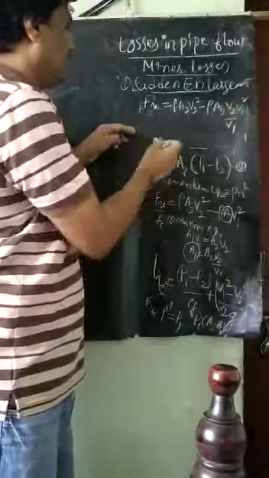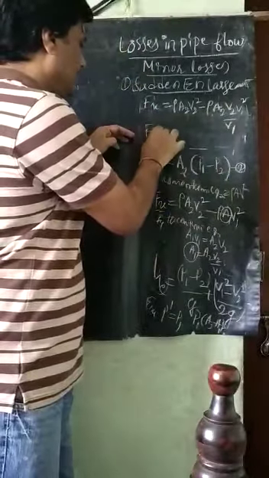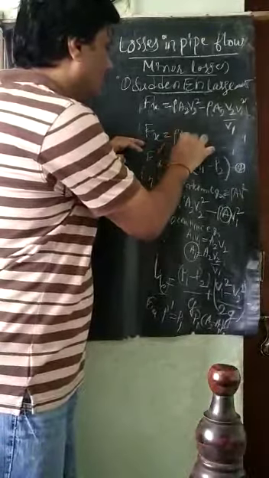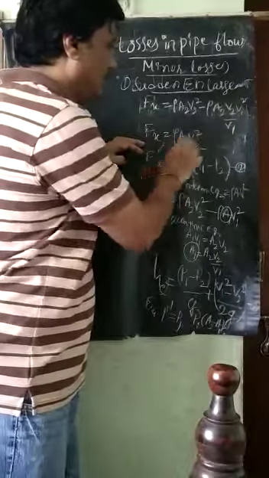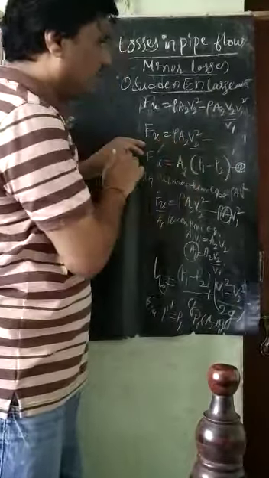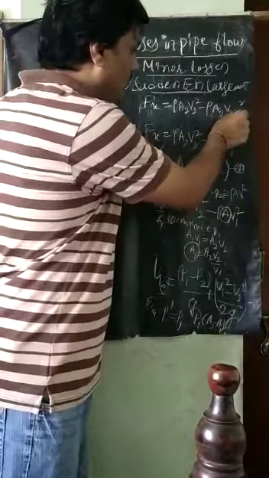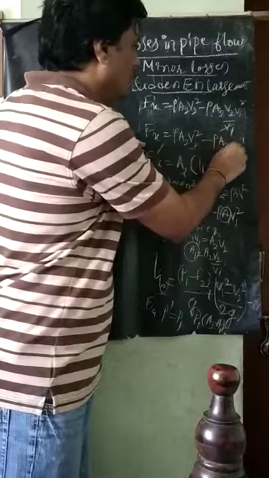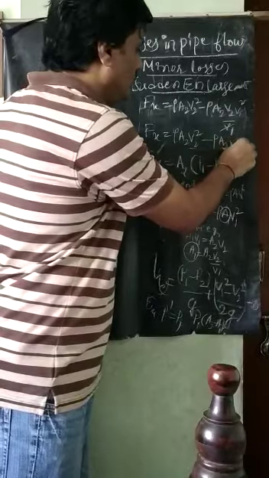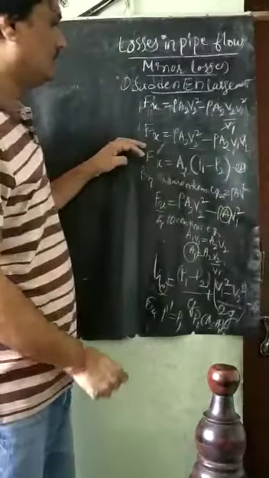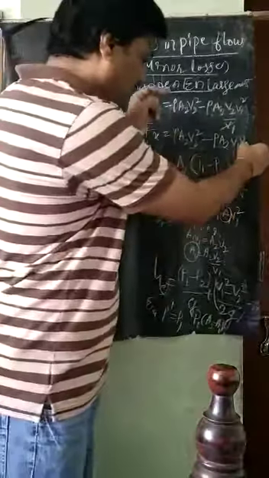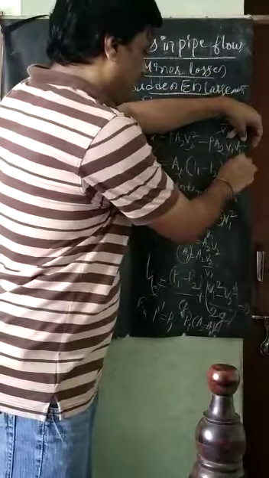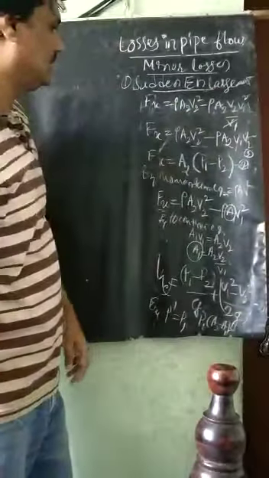So again I will simplify this one. Fx is equal to rho A2 V2 square minus, here this V1 will get cancelled, rho A2 V1 into V2. So this is the equation I am getting. Call this equation number 3.